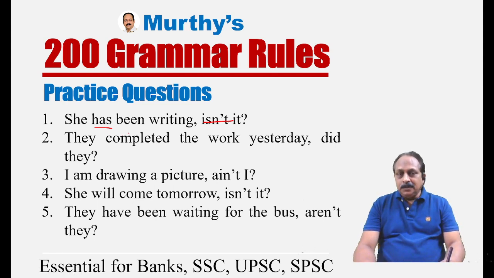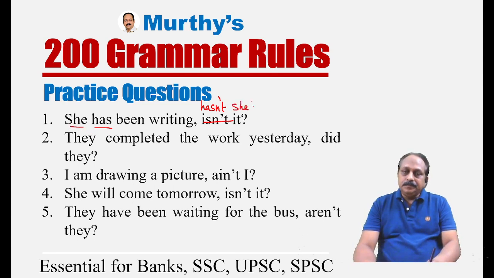We don't have the answer. But now you have learned how to form the question tags. First, you have to use a helping verb. If it is an affirmative, you have to use the word not after the helping verb. Has not, and the short form? Hasn't. And you have to repeat the subject. Hasn't she? Then it is correct. Isn't it? Not at all acceptable.